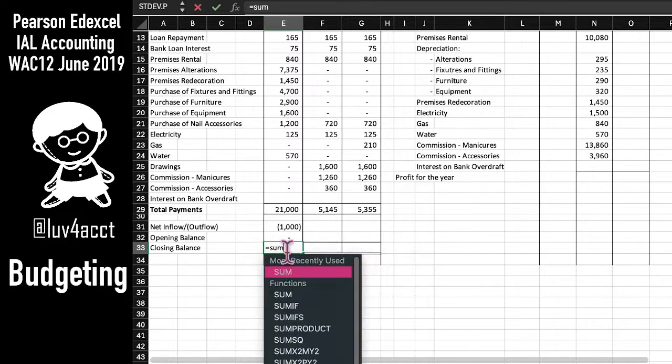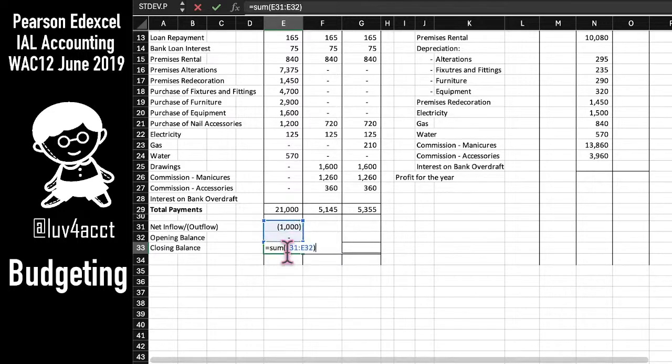So closing 1,000. Here the formula will be the same, and then it will be like this. You can see the closing balance will become the opening balance of the next month.